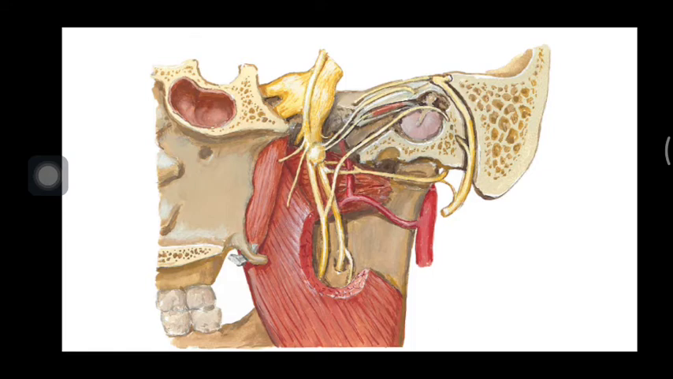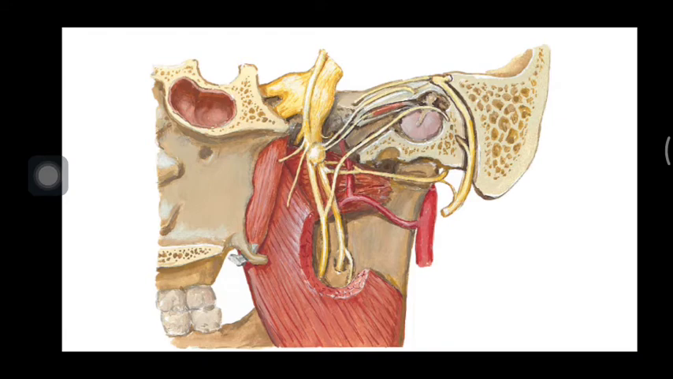It is lateral to the tensor veli palatini. This is the tensor veli palatini. We are seeing a little bit from the posterior aspect. That's why this is not appearing as lateral, but in the proper anatomical position, this is the tensor veli palatini, and this ganglion lies lateral to the tensor veli palatini.